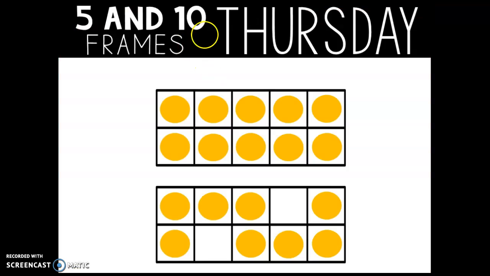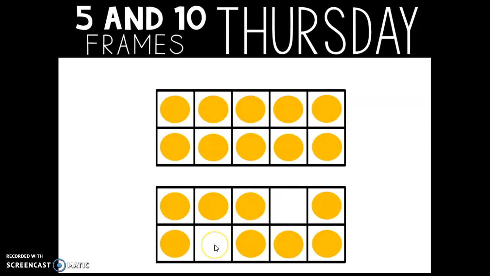Okay, now that one was a little bit trickier. Let's go back before I show you. So there was a whole 10s frame right here, so we know we need to count on from 10. Here's 10, but if you look at this second 10s frame right here, how many spots are missing? 1, 2, right? There are 2 spots that are missing in our 10s frame.